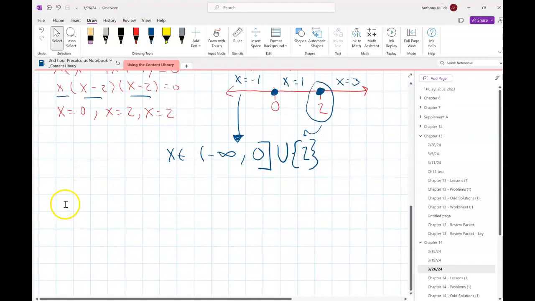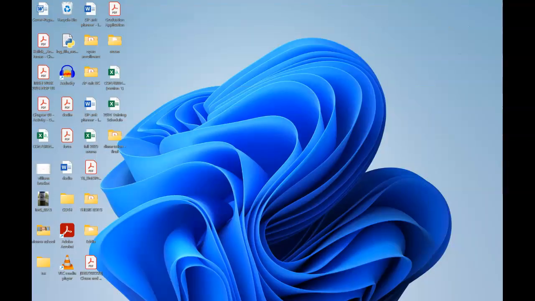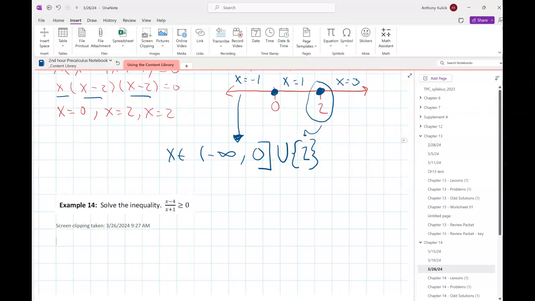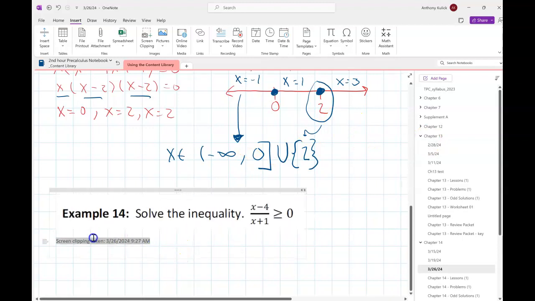Okay. Next example. I think I have 4 total examples. Don't quote me on that. There might be a 5th one hiding out back there. Nope, just 4. All right.